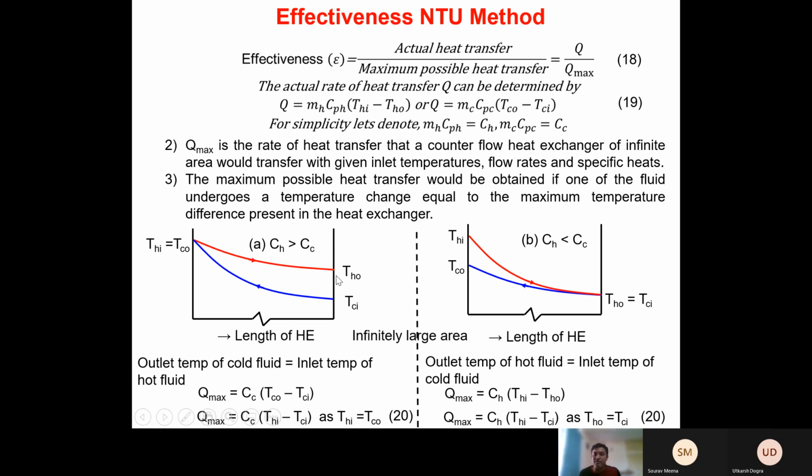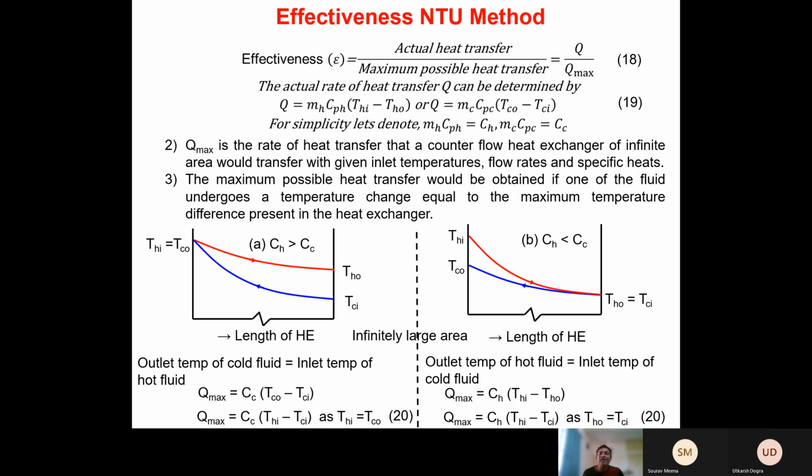In both these cases, you can see that in the first case, the temperature difference of the cold fluid is THI minus TCI, isn't it? So the maximum temperature difference is achieved by the cold fluid here. But in the second case, the maximum temperature difference is achieved by the hot fluid. That's what is written here. The maximum possible heat transfer would be obtained if one of the fluids undergoes a temperature change equal to the maximum temperature difference present in the heat exchanger. Can you see the point? Make sense? Yes, sir.